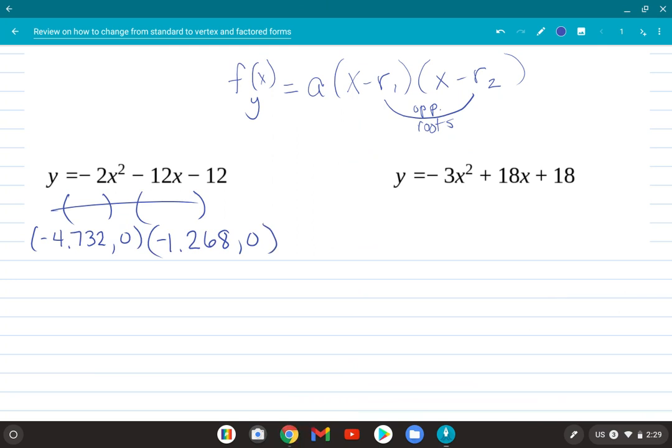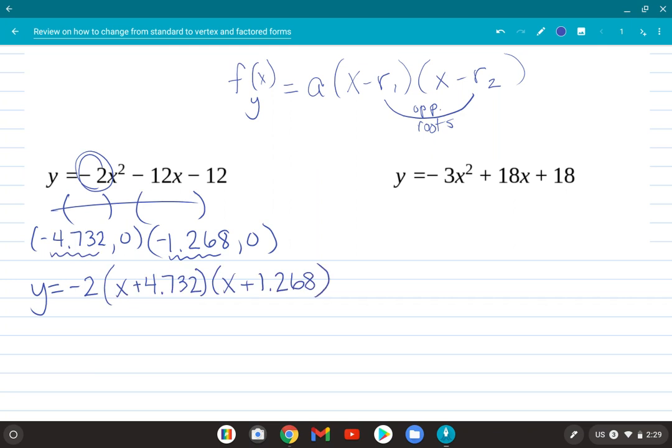Okay. So now I'm going to go y equals, my a still stays the same, x, and I'm going to take my opposite. It's negative, so I'm going to make it positive. And all I'm doing is putting them in. X, and then the opposite. Anytime it's with the x, it's always going to be opposites. And there's your answer. Okay, we're going to do the same thing with the next one.